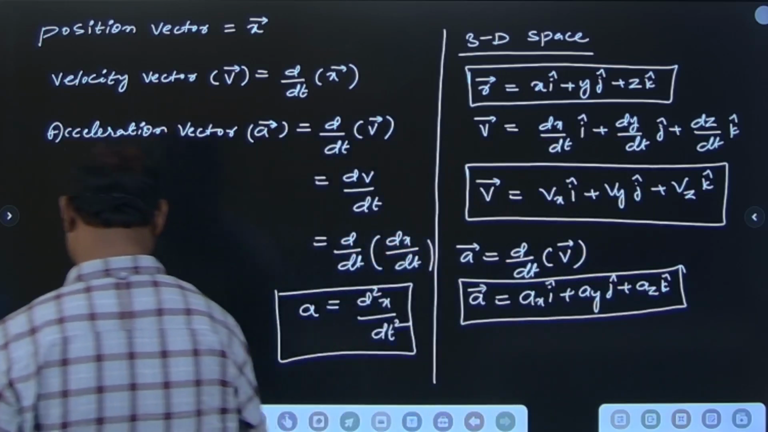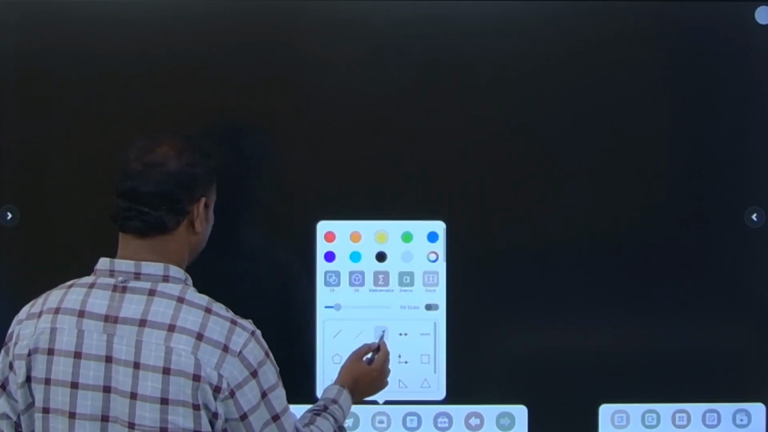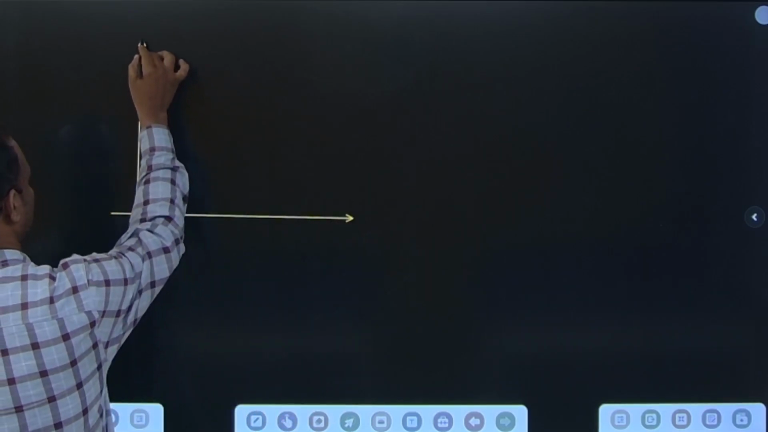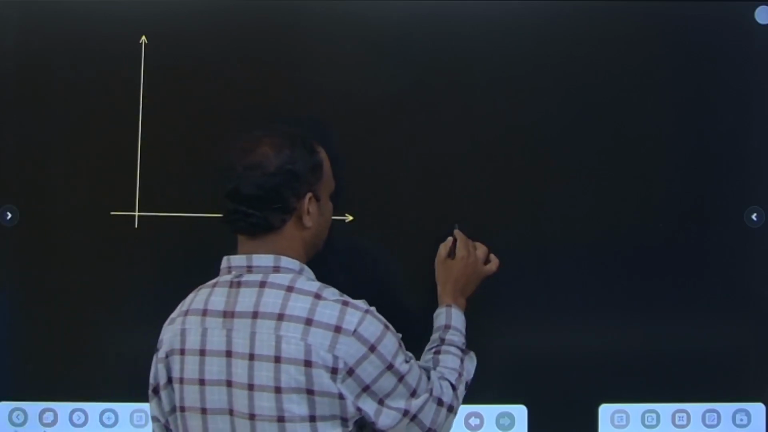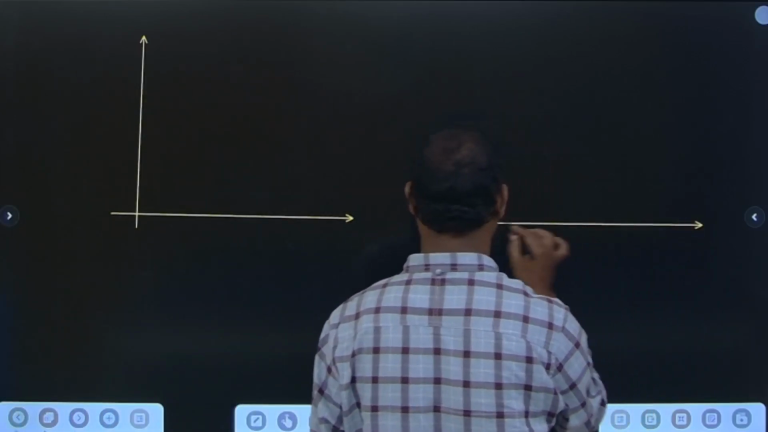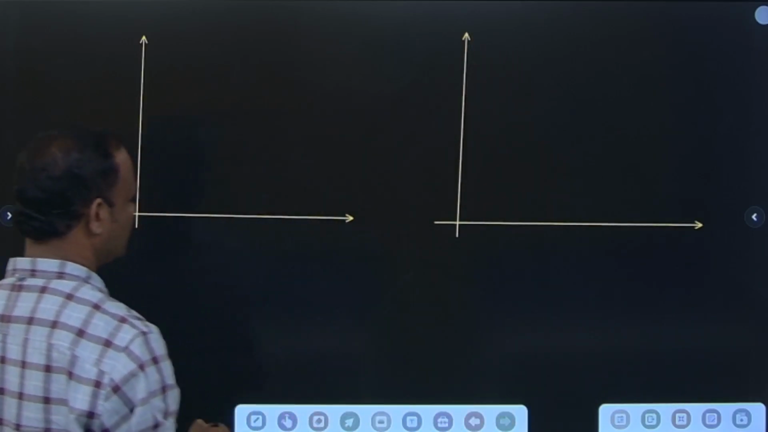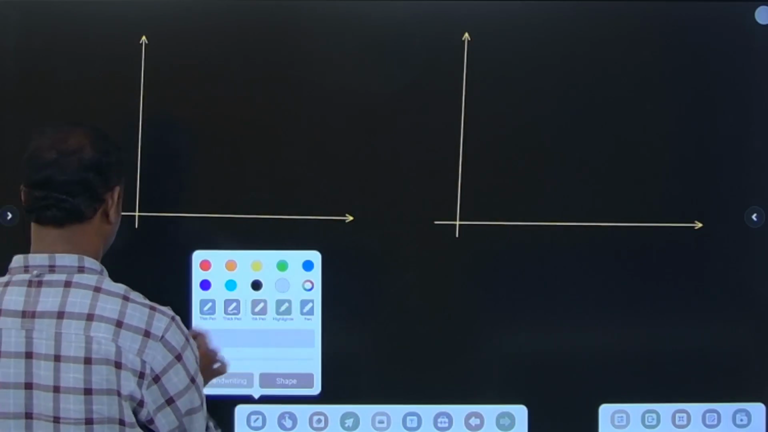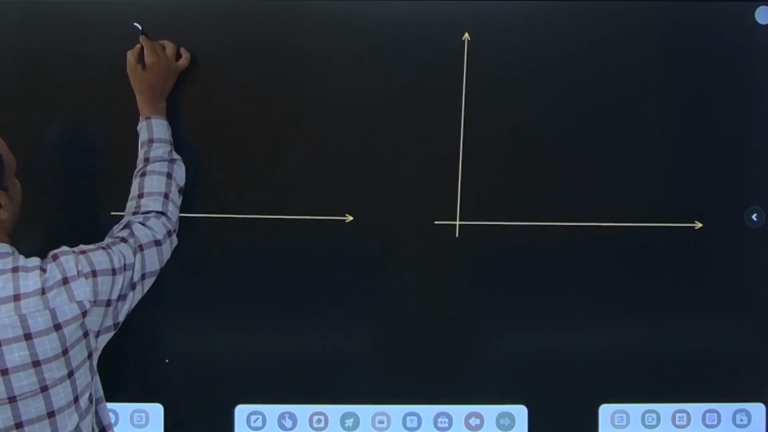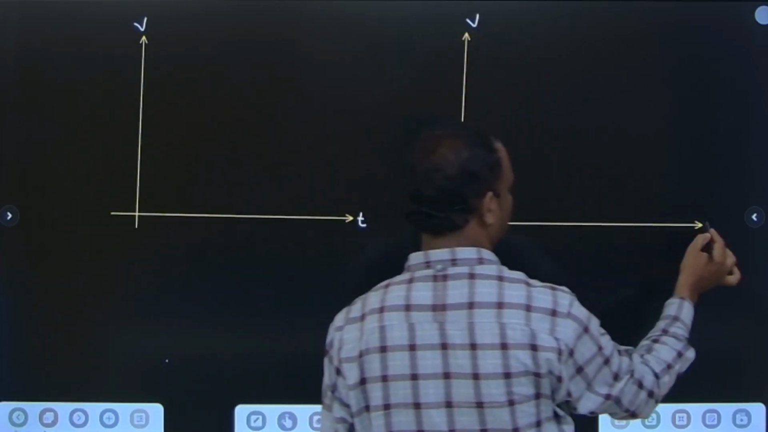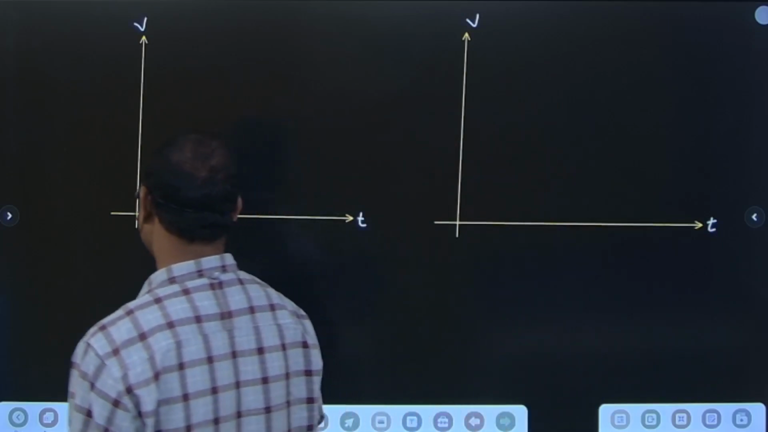Graphically, if you want to check the instantaneous and average accelerations, first the x and y axes are chosen, and I'm taking two different graphs. So what is the difference between instantaneous and average accelerations? This is velocity versus time, a VT graph. The graph is given.